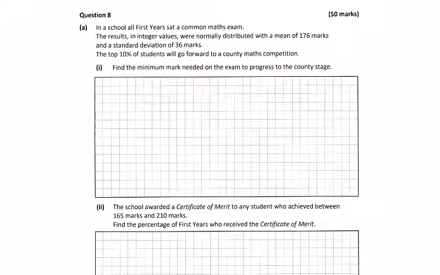Question 8 on statistics. We're dealing with a common maths exam, always normally distributed. Mean 176, standard deviation 36. The mean is 176 and the standard deviation is 36. We're told that the top 10% of students will go forward for a county maths competition.